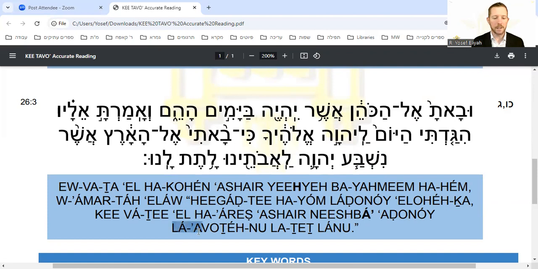Here, the aleph does get an apostrophe because here the aleph is sounded. We know it is sounded because it has a vowel of its own. La'avotenu. La'avotenu. Latet. Lanu. Let's read through at a more natural pace.